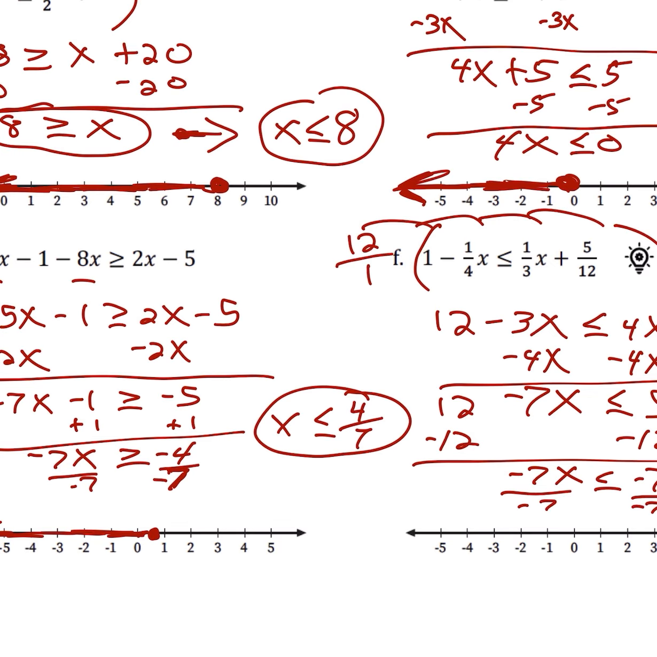And we get, I'm going to write the final down here, x, notice I'm flipping the sign because I divided by a negative 7, x is greater than or equal to 1. Because it's an or equal to, we make it a solid circle and shade to the right, and we are done.